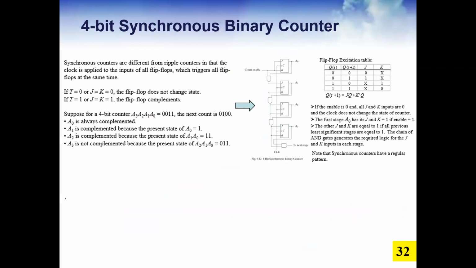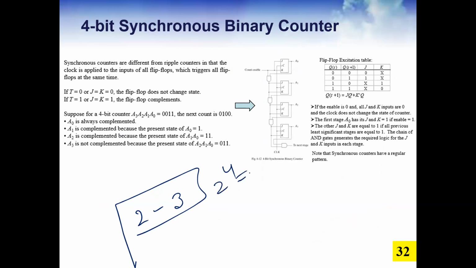This is the example of a 4-bit synchronous counter. See, 4-bit is going to be very lengthy. So at least you should practice 2-bit and 3-bit synchronous counters, because for 4-bit, 2 to the power 4, that is 16 combinations, so it's going to be very lengthy: 16 present states, 16 next states. But you must know how it is designed. So we have a design for your reference.